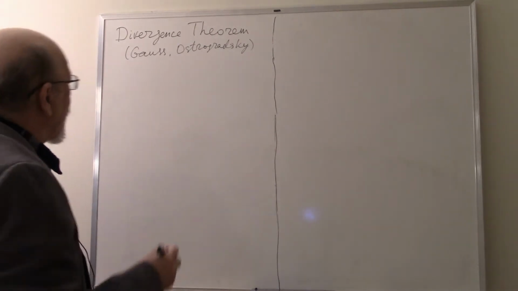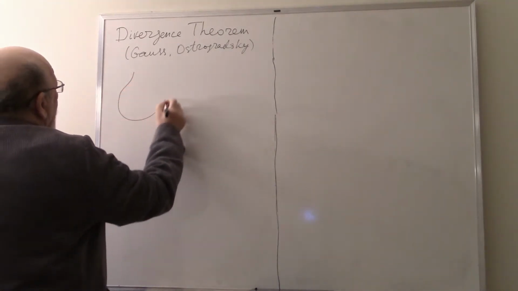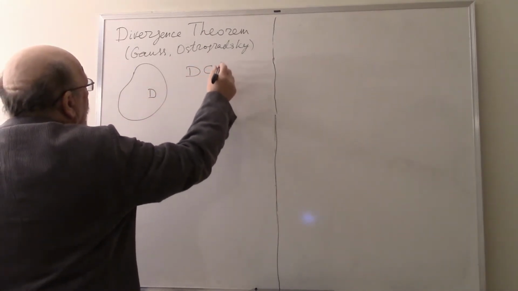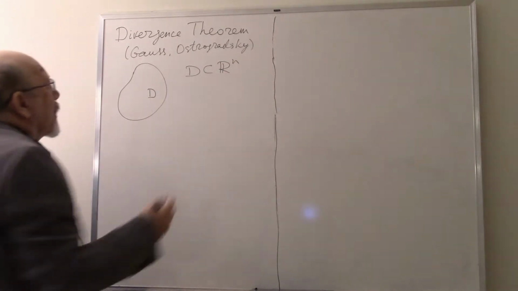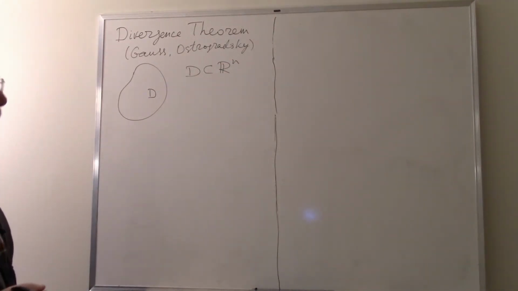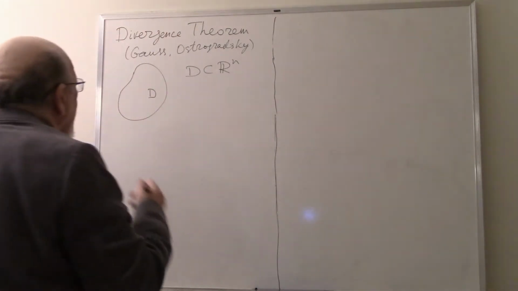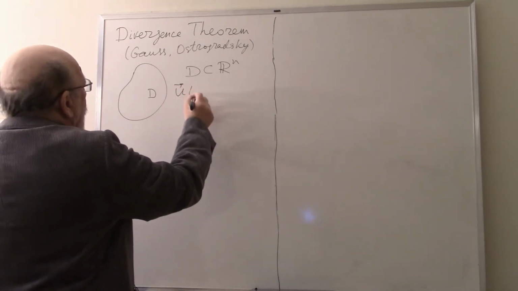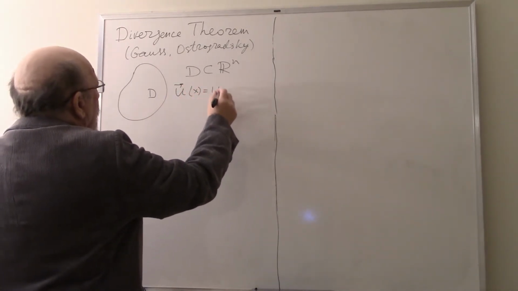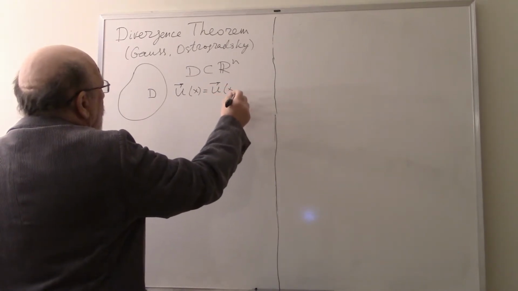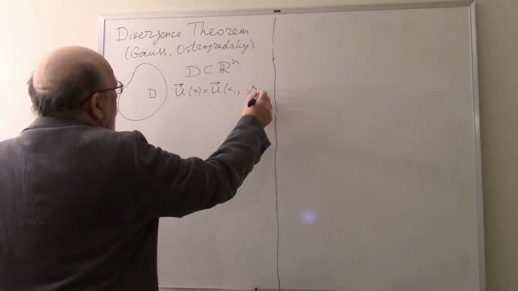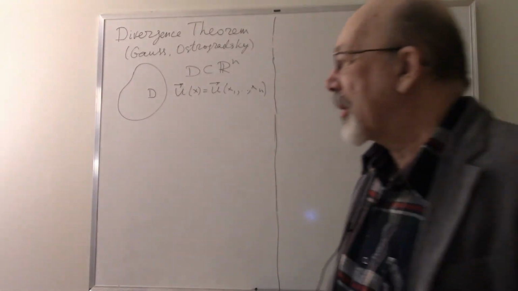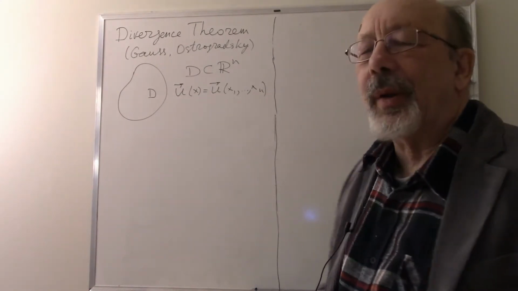It is the following. Suppose we have a domain D in n-dimensional space, in Rn, and consider a vector field U of x, of x1, ..., xn. It is an arbitrary, sufficiently smooth vector field, so at least once differentiable.